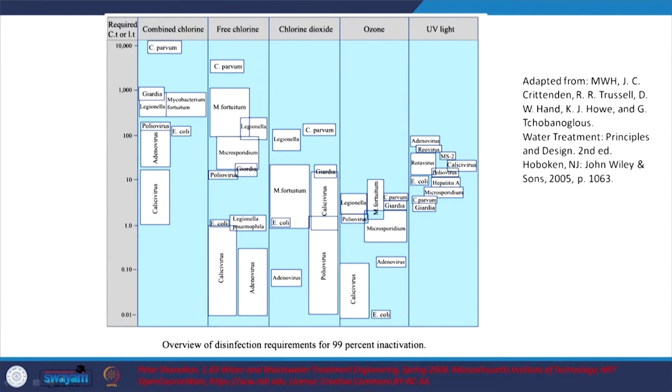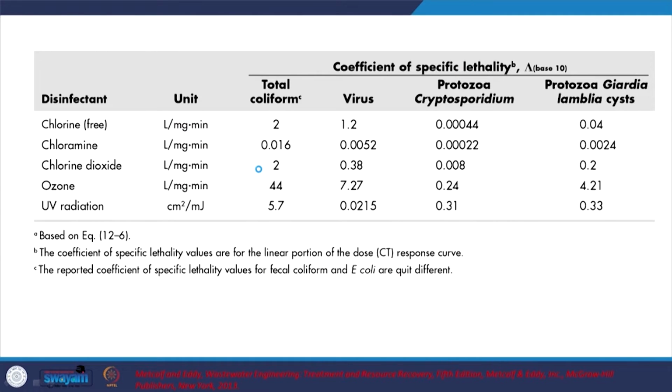Typically in India, we look at chlorination, free chlorine, but its effectiveness against Giardia and Cryptosporidium is relatively limited. We have Microsporidium listed here, but again the effectiveness is pretty limited. And why are they of interest? Because they can cause diarrhea, which is one of the leading causes of deaths in India.